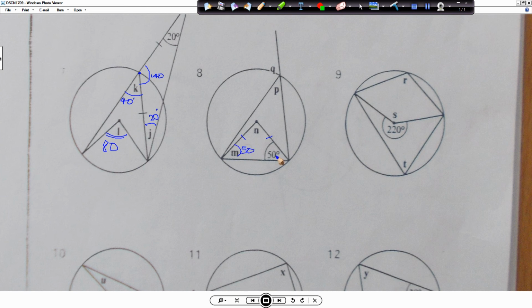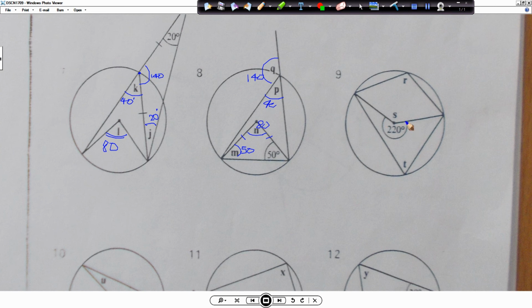50. If these both are 50, the angle sum of a triangle is equal to 180, so n is equal to 80. If n is equal to 80, the angle which an arc subtends at the center of a circle is twice that of the circumference, so that's 80, then that one has to be 40. If this is 40, these two are angles at a point on a straight line, that will have to be 140. We write in the answers, but we give an explanation, because in the examination, you have to give the explanation. It's 140 because of this. It's 40 because of this.